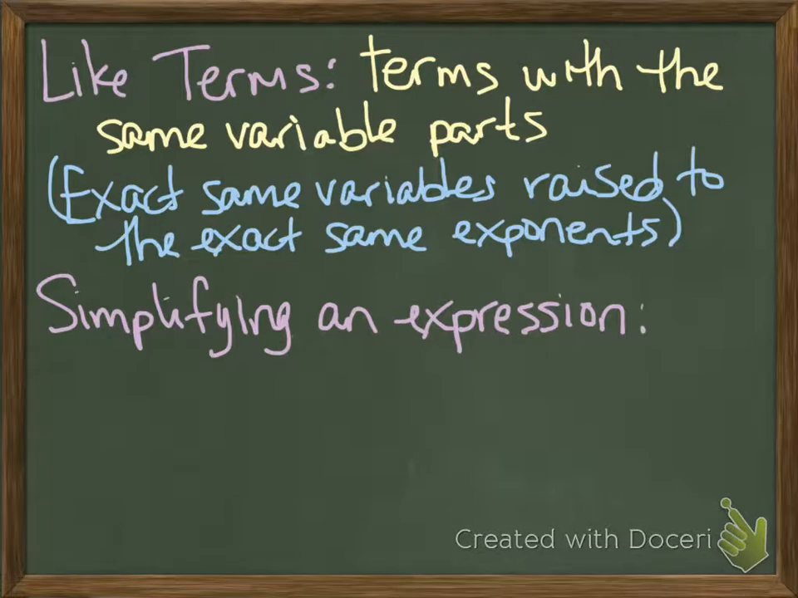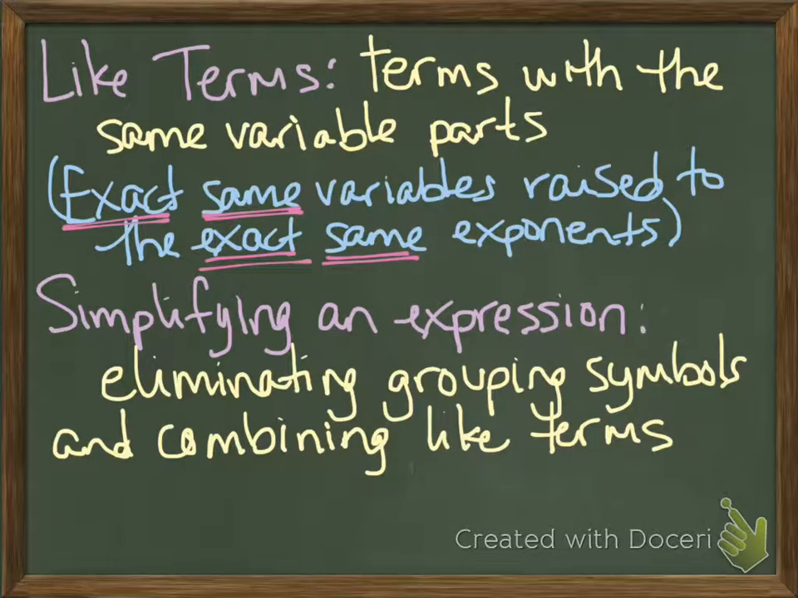Like terms are terms with the same variable parts. In other words, they have to have the exact same variables raised to the exact same powers or exponents. So in that last example, because the x had a squared on it and the other x did not have a squared on it, there were no like terms. Simplifying an expression means we need to eliminate all of the grouping symbols and combine all the like terms.